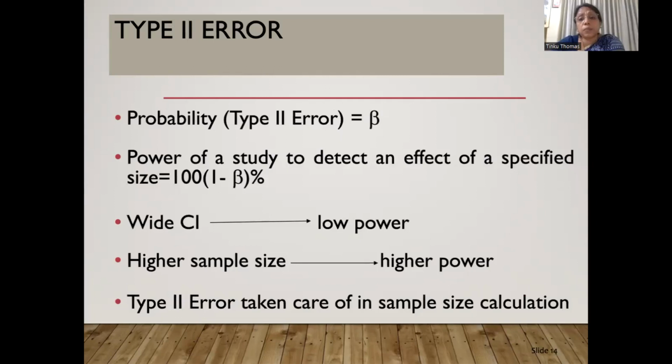Now, what is the type 2 error probability? It is usually indicated as beta, and that relates to the power of the study. That means the ability of the study to detect a difference if the difference is actually there, and that is the power of the study. So we usually use that in sample size calculation. The higher the sample size, the higher the power of the data to detect the difference if the difference is actually there. So if the power of the study is low or the sample size is low, then we will get a wide confidence interval and we are not so sure about the data.